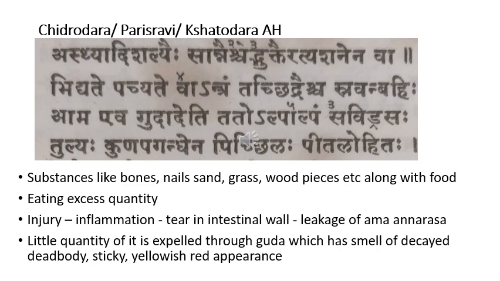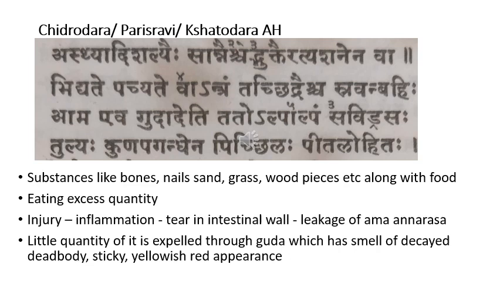So how this chidra or perforation occurs is explained in the Nidana, that is intake of asthyadi shalyai, substances like bones, nails, sand particles, grass, wood pieces, etc. along with food. This has been explained by Acharyas. Vagbhata has mentioned asthyadi. Adi includes all these substances. Then atyashana, eating in excess quantity of food. So all these can cause some kind of injury in the intestinal walls.